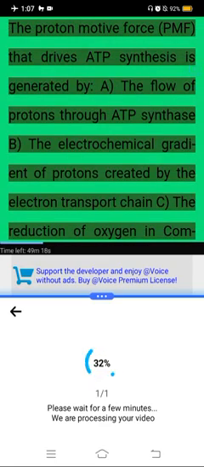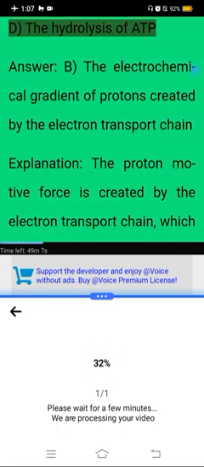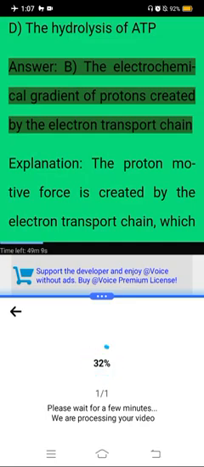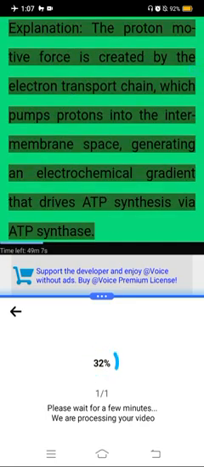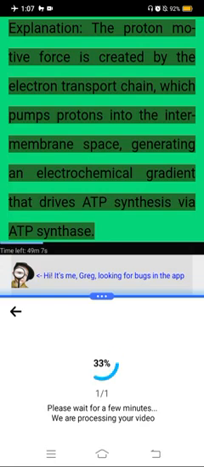The proton motive force (PMF) that drives ATP synthesis is generated by: A. the flow of protons through ATP synthase, B. the electrochemical gradient of protons created by the electron transport chain, C. the reduction of oxygen in complex 4, D. the hydrolysis of ATP. Answer: B. The electrochemical gradient of protons created by the electron transport chain. Explanation: the proton motive force is created by the electron transport chain, which pumps protons into the intermembrane space, generating an electrochemical gradient that drives ATP synthesis via ATP synthase.